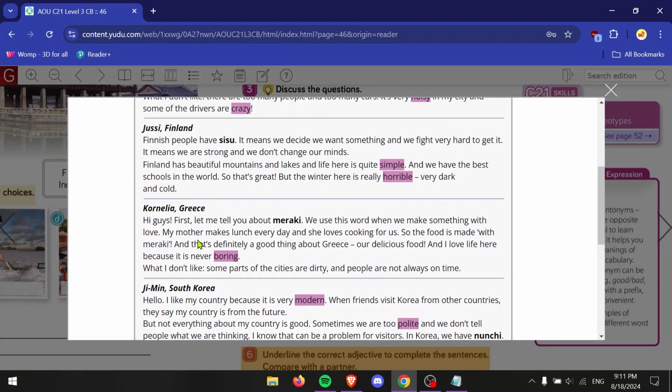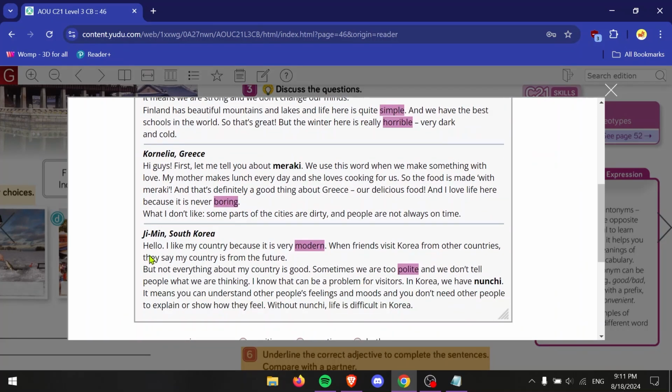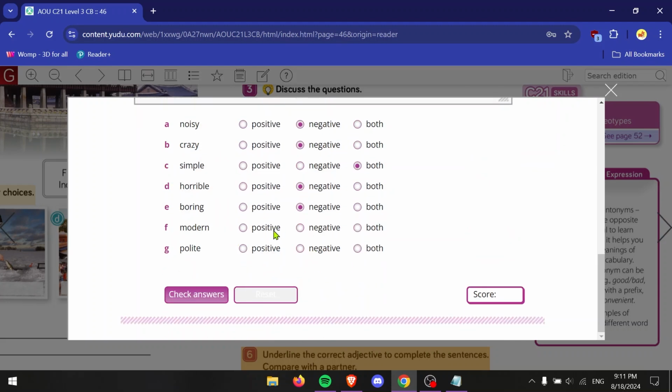What about the word modern? Let's see where the word modern is. It's in South Korea. Hello, I like my country because it is very modern. When friends visit Korea from other countries, they say my country is from the future. This could be taken both ways. Modern could be something that is good. A country is very futuristic in all sorts of things. But at the same time, it could be looked at as something that is a negative. Not everyone is equipped to handle that level of technology just yet, especially people visiting. So we can say it is something that is both a positive and a negative.